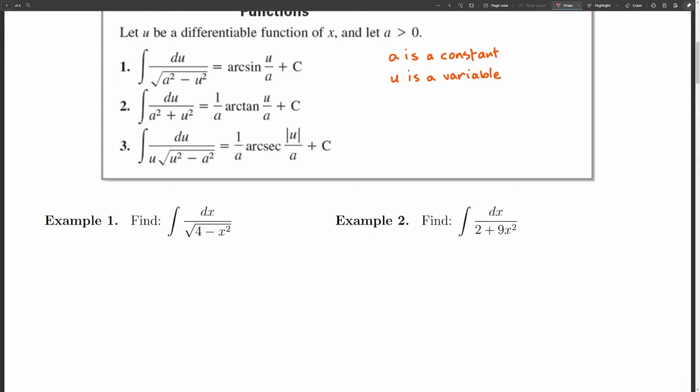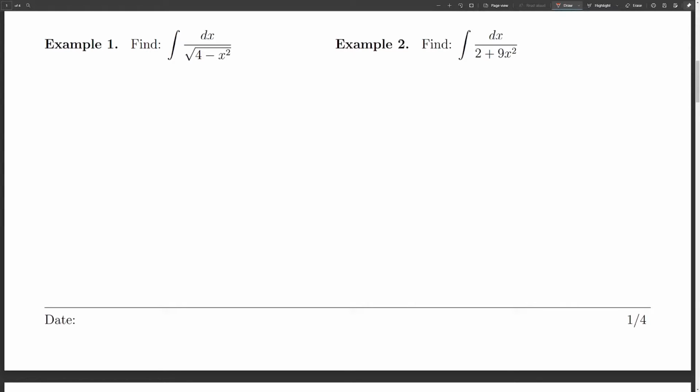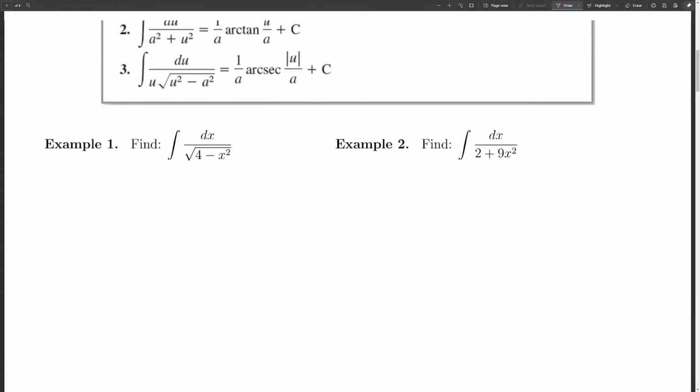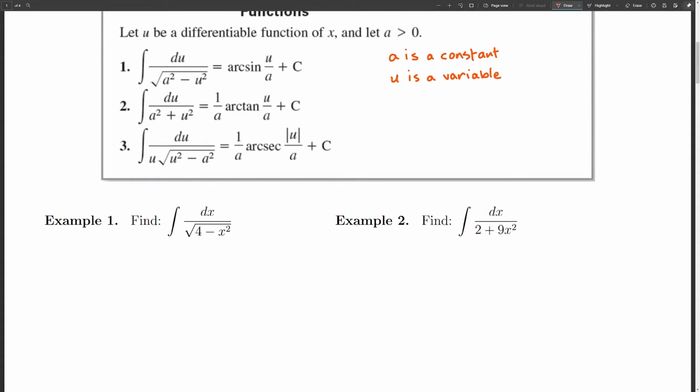In the first example, we're asked to find the antiderivative of 1 over square root of 4 minus x squared. First of all, let's see what is the constant and what is the variable. Under the square root, we see that we have a constant here and a variable here. So u is the variable and a is the constant. This is not of the form 3, and we're also missing a variable in front there. So we're of this form.